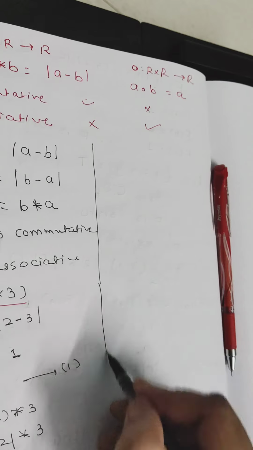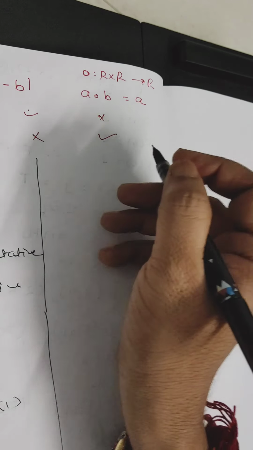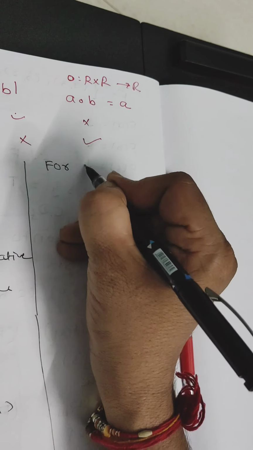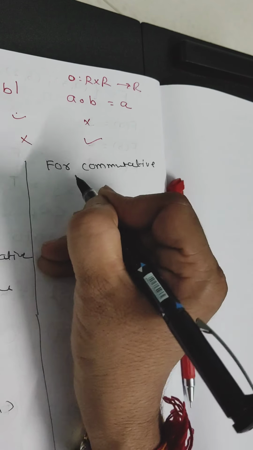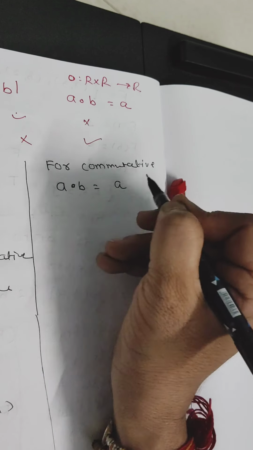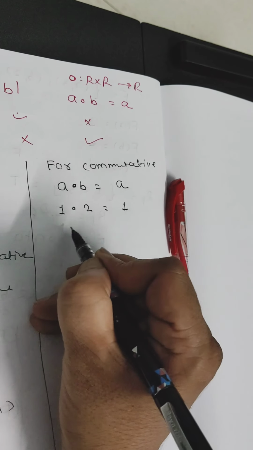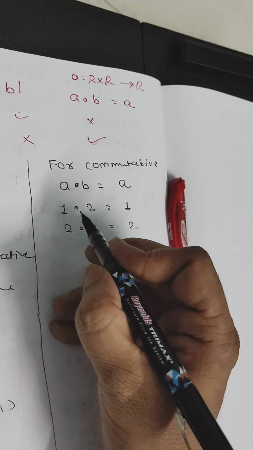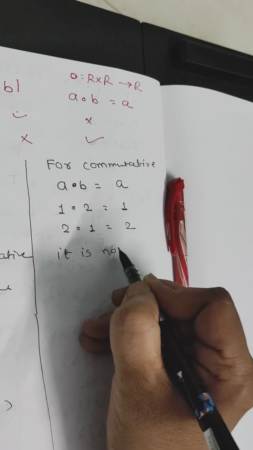But in this case, if I write like this, for commutative, what I am going to do, A binary operation B, suppose 1 2, answer is 1, and 2 1, answer is 2. So it is not commutative.